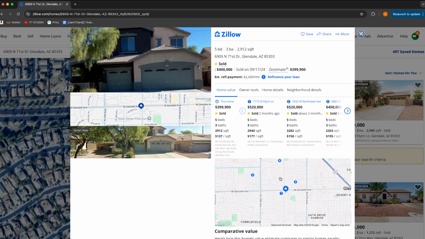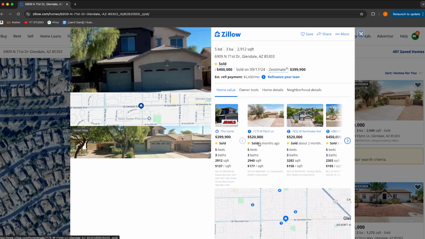Now, looking at the quick comps, number one here, we've got something really close in square footage and bed bath count that sold at, geez, 520. Okay, so 520 seems to be like it could be the ARV.